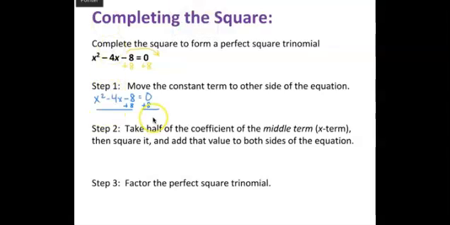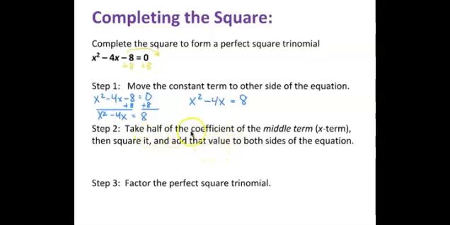When we move the constant term to the other side of the equation, just by adding it, we're left with x squared minus 4x equals 8. You don't have to write the plus 8 if you can just look visually and see that if I need to move the constant to the other side, that just means it's going to be equal to 8. So we've done that. Step 1 is done.